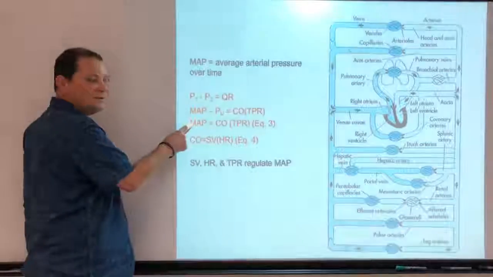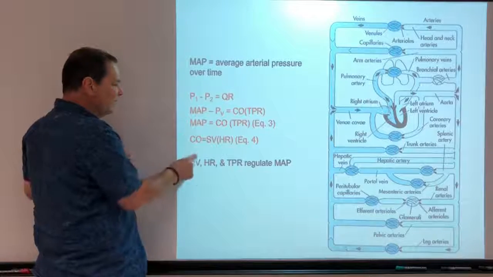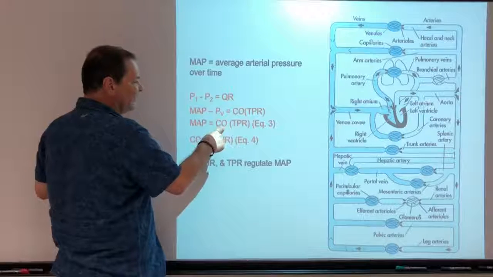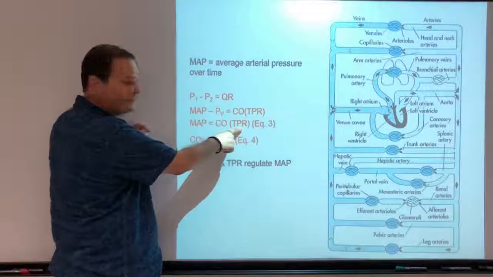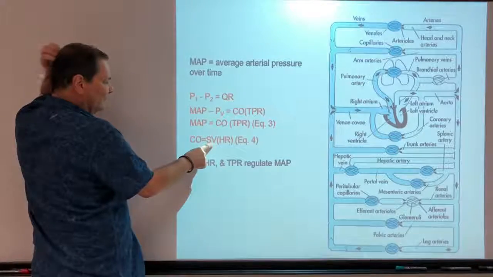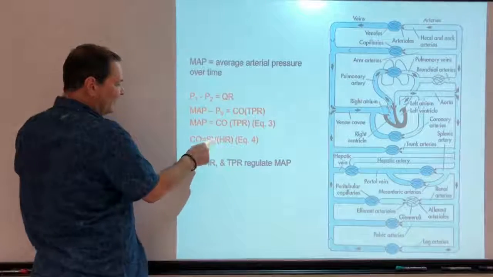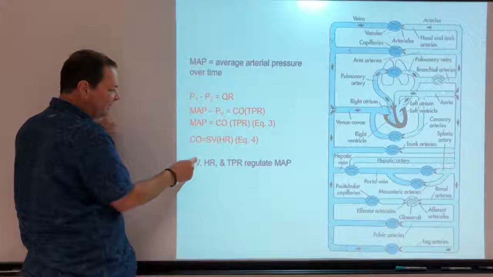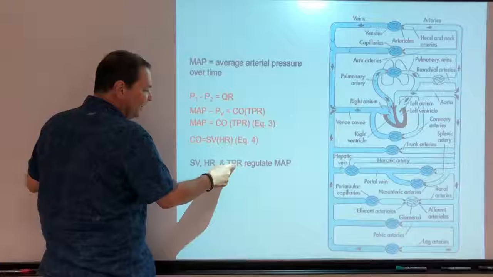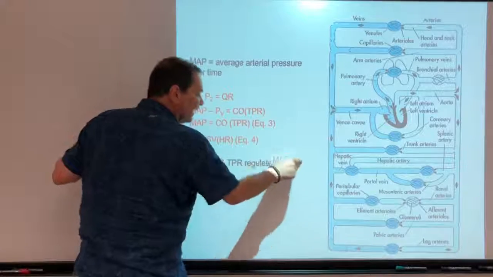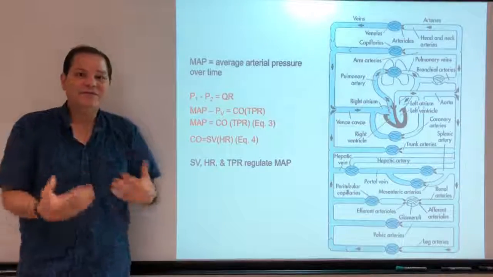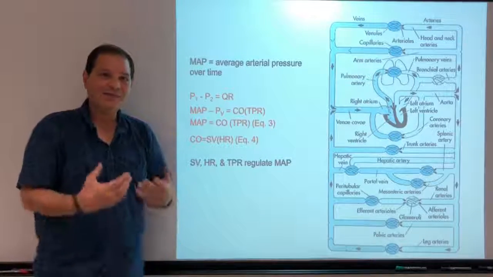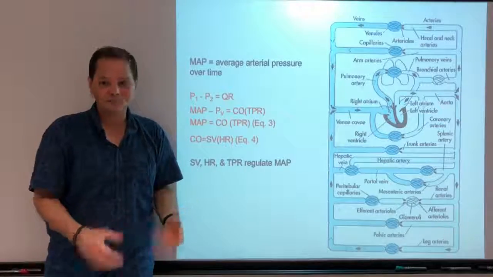So for mean arterial pressure, your cardiovascular system, your body, does the best that it can to keep mean arterial pressure constant at a normal level. And it does that by increasing or decreasing cardiac output and total peripheral resistance. And the way that you increase or decrease cardiac output is you change stroke volume and or heart rate. So your body changes stroke volume, heart rate, and total peripheral resistance to regulate mean arterial pressure. That is, to keep mean arterial pressure as close to a normal value as possible, okay? That's the way the cardiovascular system works.